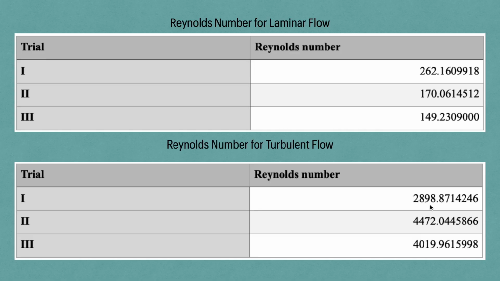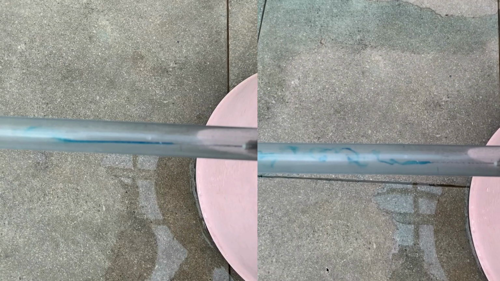From the bottom table, however, we can see that the value for trial 1 is between 2,100 and 4,000. This indicates transitional flow. As mentioned previously, it is difficult to distinguish transitional flow from turbulent flow using the naked eye. This can be distinguished using the Reynolds number, as is done here. Thus, the first trial is a transitional flow, whereas the second and third trials show Reynolds numbers close to 4,100. It can be concluded that the second and third trials are turbulent flows.